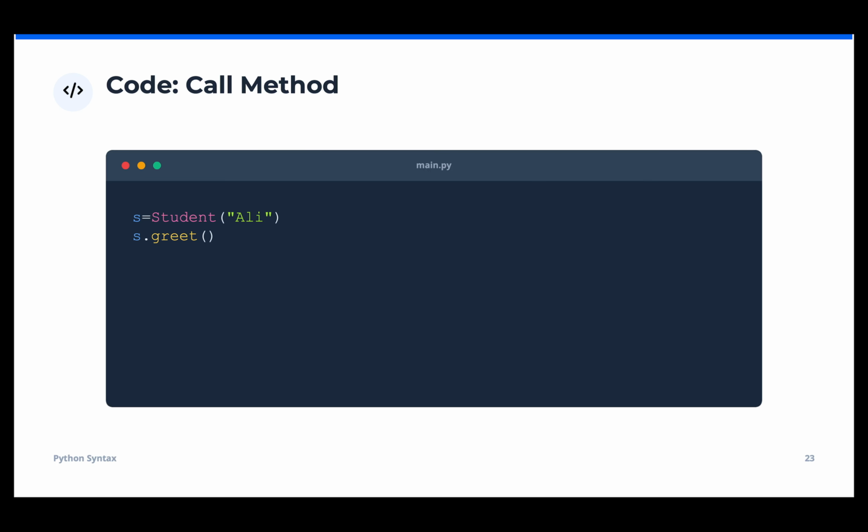Here you can see the method invocation with s.greet. The dot notation is important because it means we are calling the behavior that belongs to that specific object. The object is not just passed to the method manually. Python uses it as the current instance when the method is called.